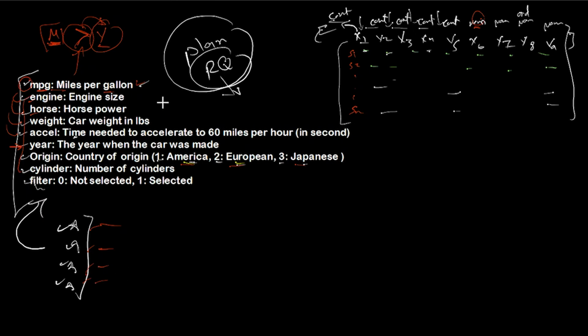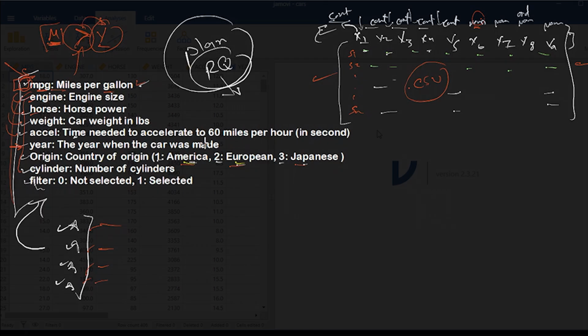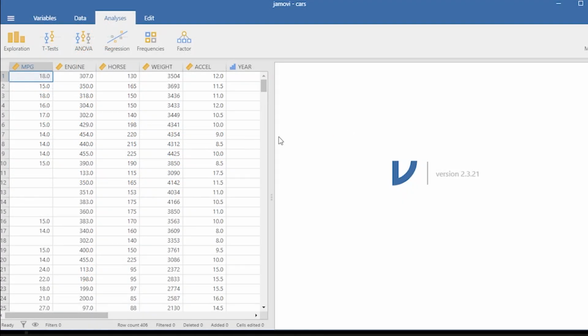And I'm going to bring the real data set into JAMOVI. I actually have the data in CSV. I want you to focus on the target. The target is to investigate miles per gallon and its relation to other variables and how they behave all together. So basically, this is the data set.